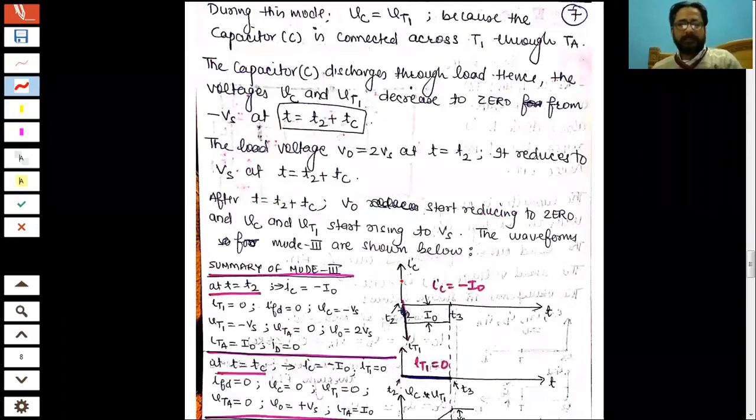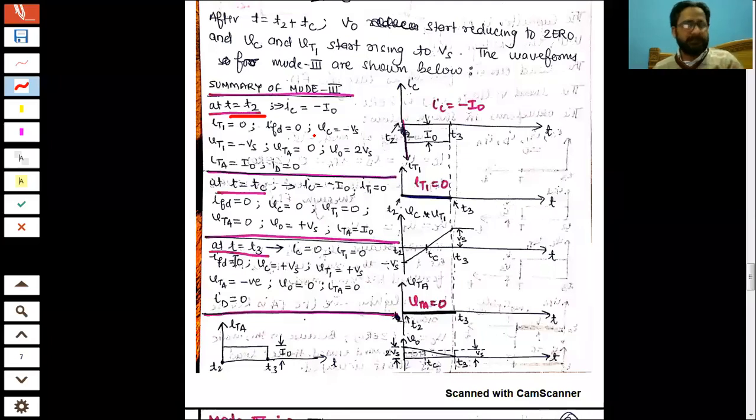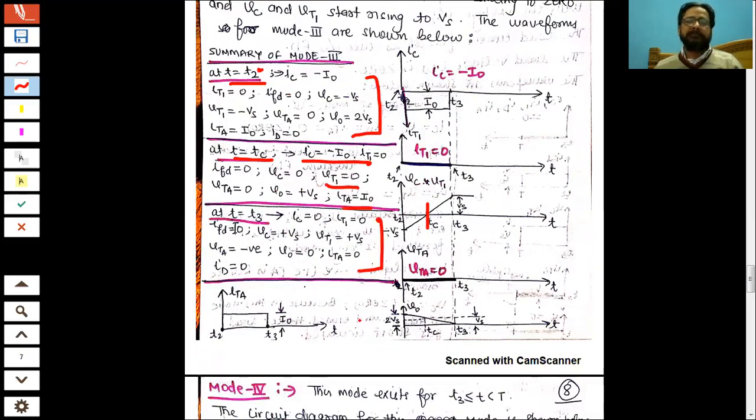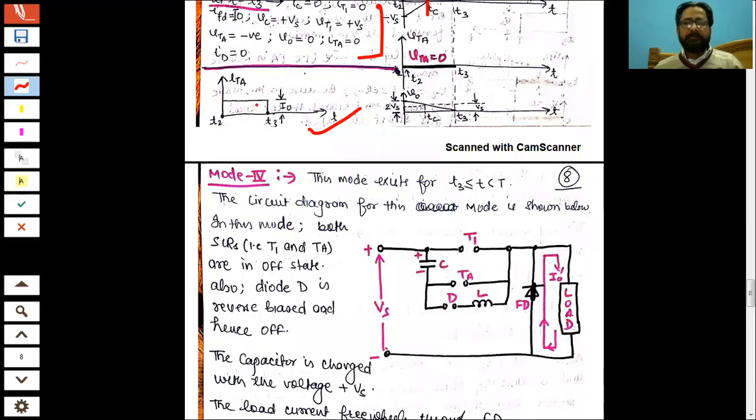So the summary has been explained here. At t is equal to t2, because mode 3 will start at t is equal to t2, it will end at t is equal to t3, right? So at t is equal to t2, all these parameters are there. T is equal to tc means almost at the center of the duration, the middle of the operation. The state of all these parameters has been mentioned. At the end of this particular mode, mode 3, the state of all the relevant parameters has been mentioned here, right? Now let us come to mode 4.